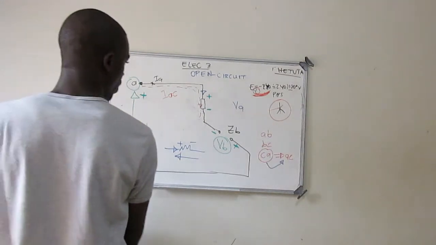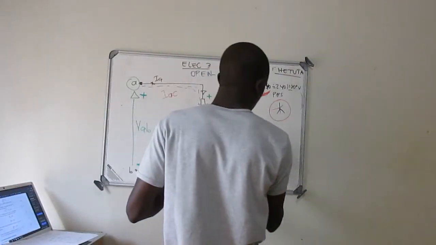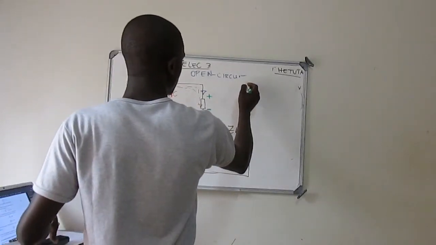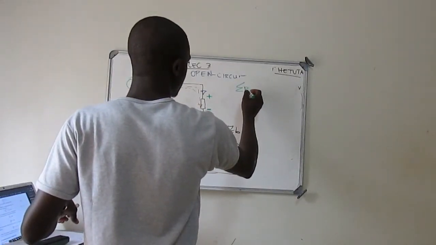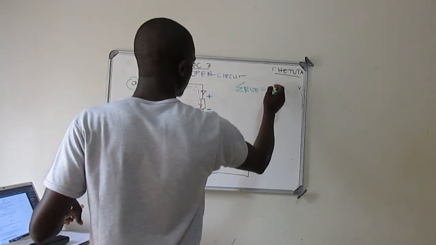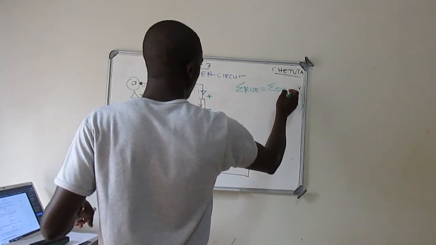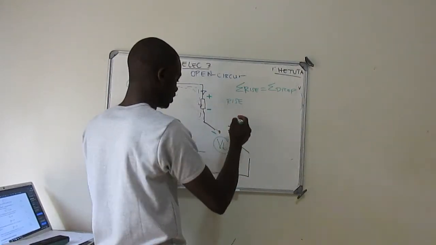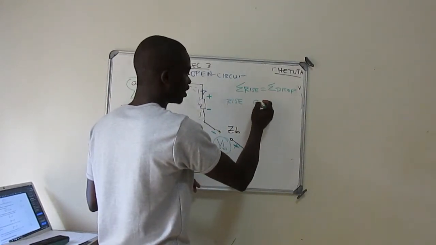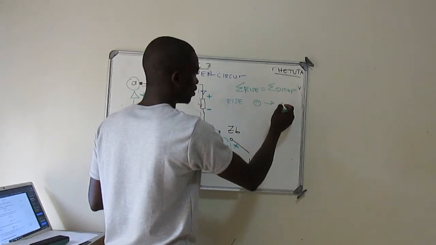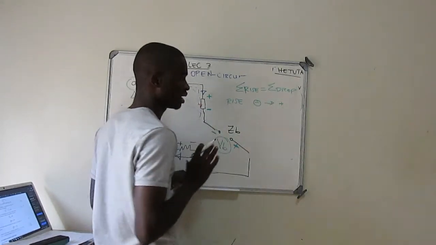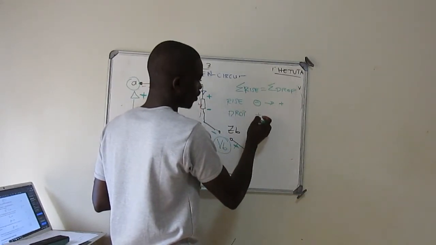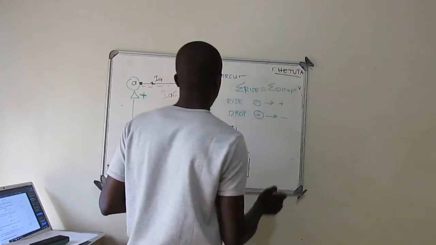Okay? So we are going to apply Kirchhoff using the method from physics 2. So we know it's all about the rise voltage must be equal to the drop. What is our rise? Our rise simply means when you're moving from a negative to a positive. Drop is from positive to a negative.